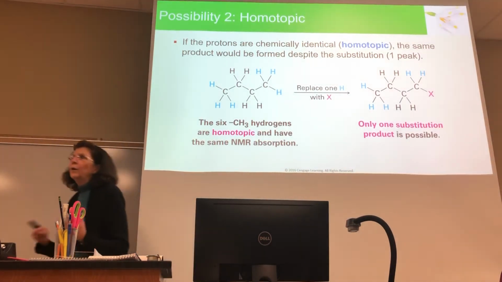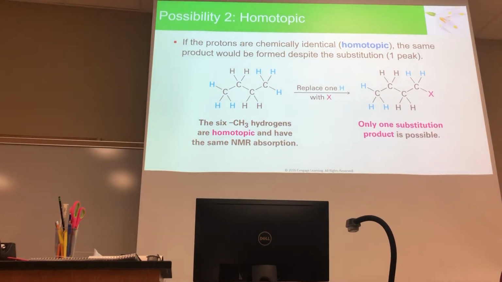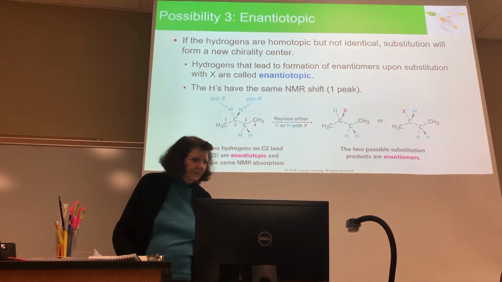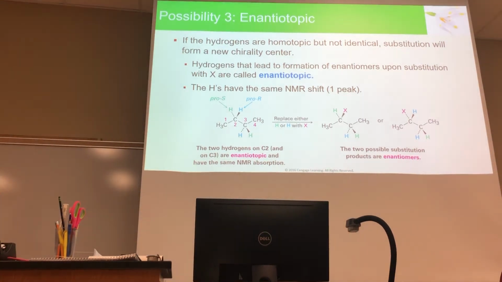The second one is called homotopic. And when we're dealing with that, again, this is what we were saying. This would be the same, wouldn't it? Doesn't matter which one of these blue hydrogens we replace with an X, it would give us the same compound. And so in this case, it's giving us something that's identical. And rather than calling it identical, we're going to call it homotopic. Okay? Got to learn another good word, right? Okay. Then we have enantiotopic, and this one gets kind of interesting.